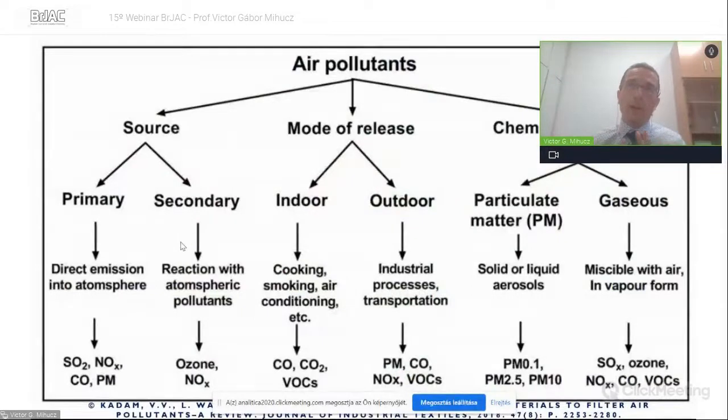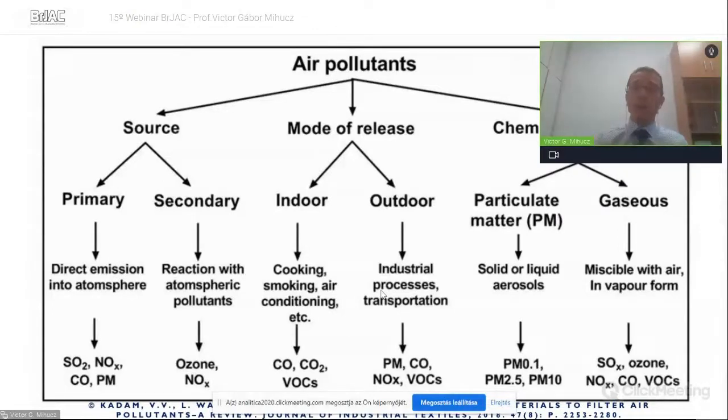If you would like to classify the air pollutants, we can classify them according to the source, the mode of release, and the chemical composition and size. If we are looking at the sources, we have primary air pollutants, which originate from direct emission into the atmosphere, or secondary air pollutants due to reaction with an atmospheric pollutant, namely ozone or nitrogen oxides. If we are looking at the mode of release, we are talking of indoor air pollution or outdoor air pollution, and their profile is different. For example, indoor air pollution arises mainly because of activities such as cooking, smoking, and air conditioning, while in the case of outdoor air pollutants, the main source is industrial activity and transportation.